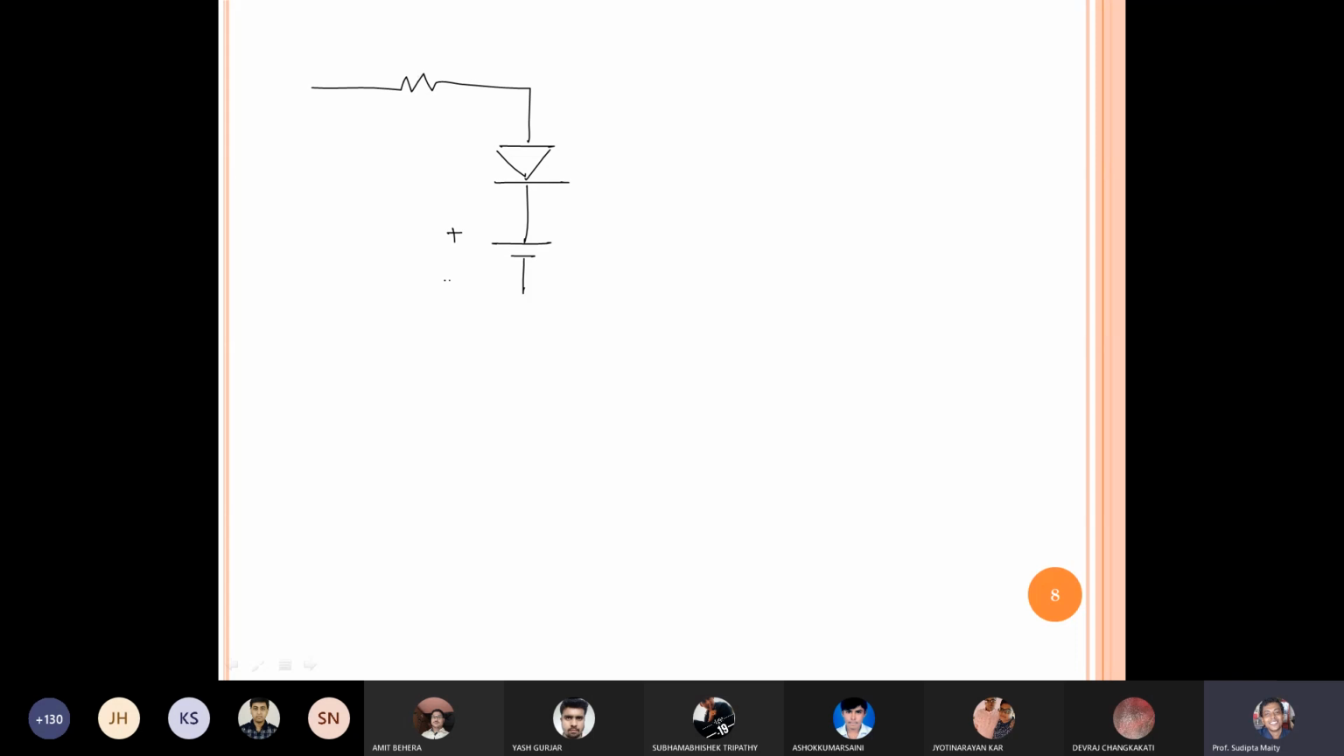Suppose it is plus minus VA. I am not giving any value for VA. For simplicity, you can assume 2 volt. As per our assumption, it is my VI. It is an AC signal. Here I am giving an AC signal.